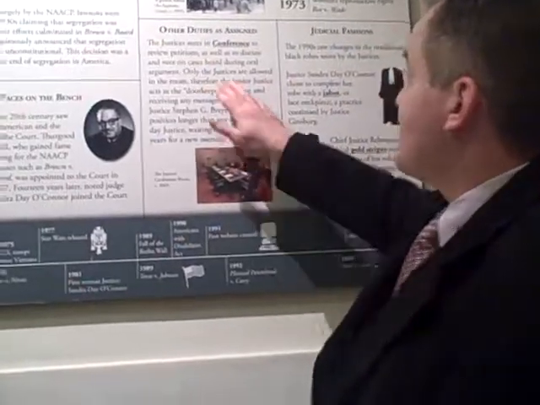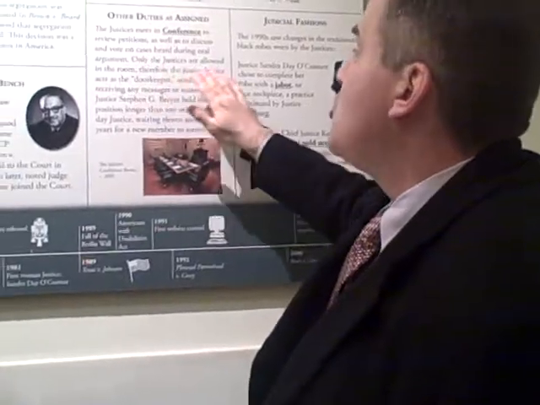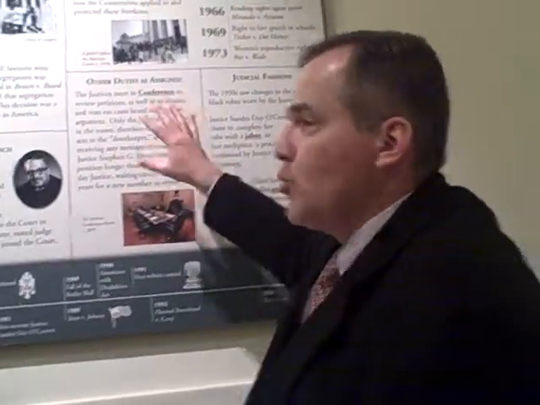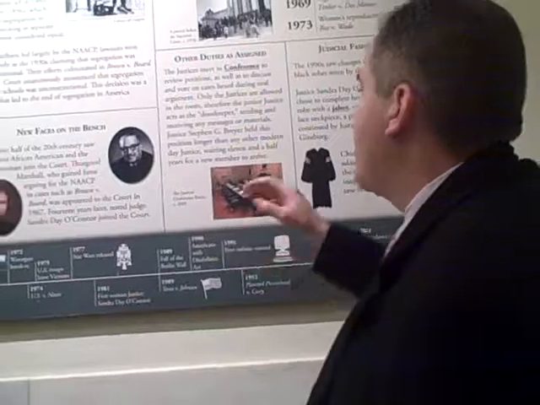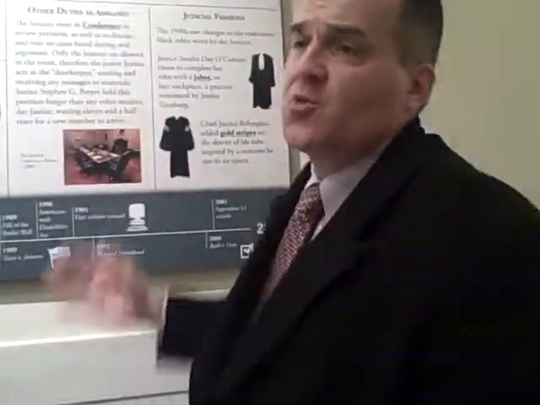Now, when you look at this, you'll notice it says up here, only the justices are allowed in the room. The junior justice acts as the doorkeeper. So if anybody wants to send in information or messages, only the junior justice answers the door and passes it on to the people that are actually within the conference room. And this is where the justices actually talk.